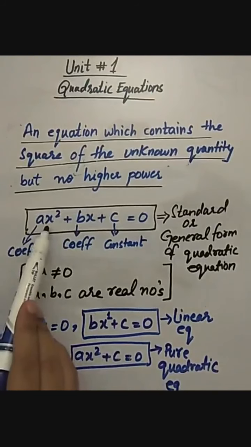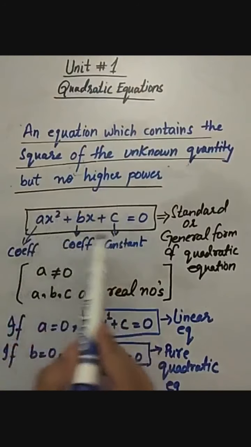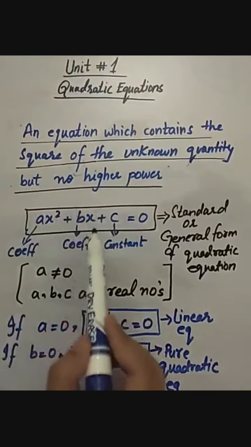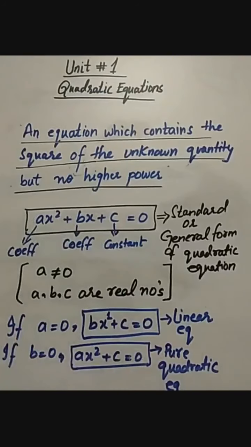It is the standard form of quadratic equation. If a is 0, we get a linear equation. Okay. If b is 0, we get a pure quadratic equation. So that was the concept of quadratic equation and pure quadratic equation. Now let us take some examples of quadratic equation.